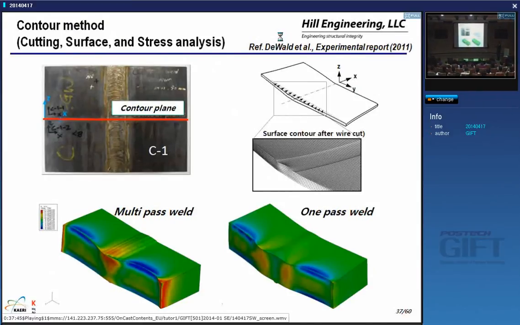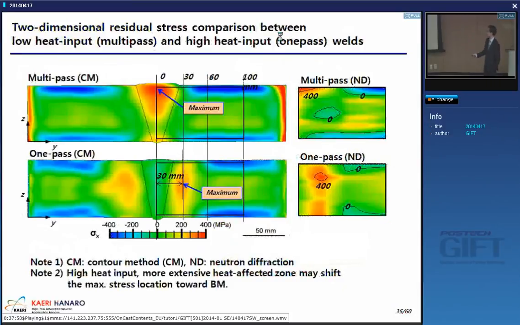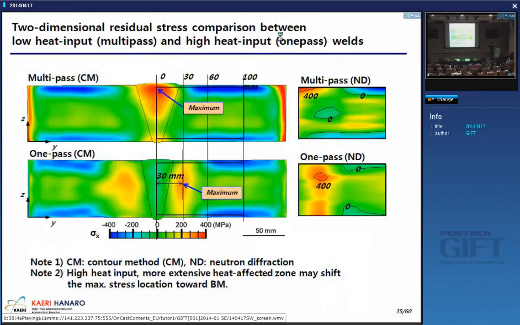That was developed by Mike Prime at Los Alamos National Lab, and there is a company, Hill Engineering, that did this kind of work. So when I compare, this is the neutron diffraction measurement, and this is the contour method. This black box is quite similar, right? So I convinced myself, okay?